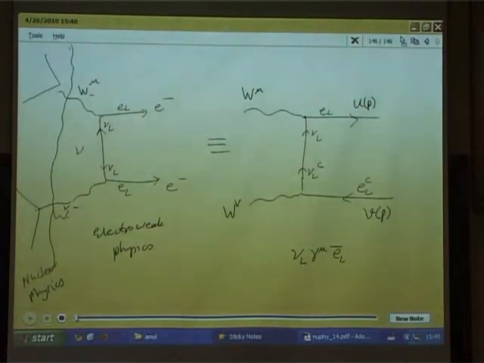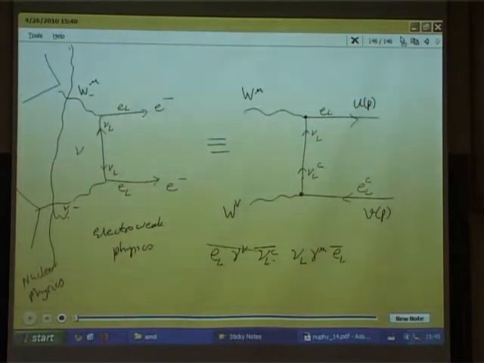That's our vertex here. Okay. What about this vertex? At this vertex, I have a nu LC coming out, so I have nu LC bar. Then I have a gamma mu, because I have a W mu coming here, and then I have an ELC coming in. So I have ELC.